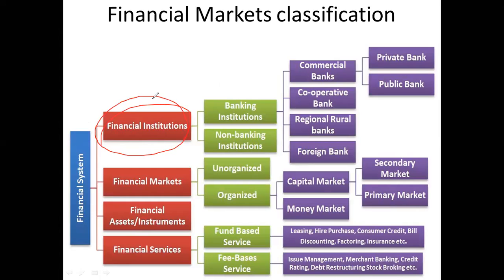So these financial institutions include banking institutions as well as non-banking institutions. This is the area which we will be discussing thoroughly in this subject, that is banking institutions. These banking institutions are divided into four categories. We already know it: commercial banks, cooperative banks, regional rural banks, and foreign banks. Under commercial, we have private and public sector banks also.